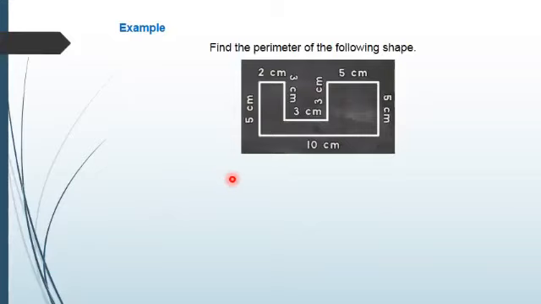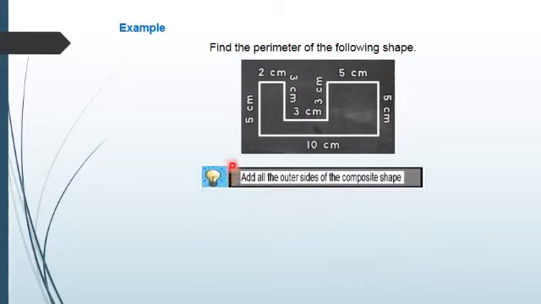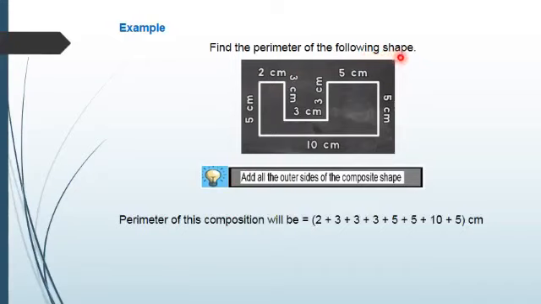Now let's solve an example. Find the perimeter of the following shape. For this, what we have to do is add all the outer sides of this composite shape. So, the perimeter of this composite shape will be equal to the sum of all its sides and that will be equal to 36 centimeters.